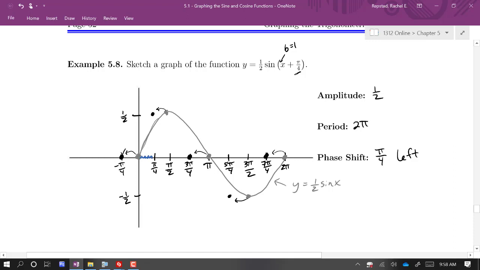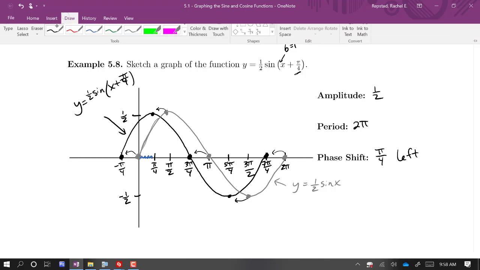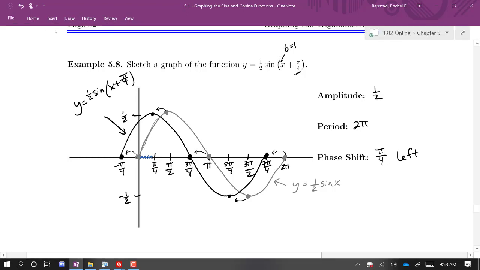And now I'm going to sketch this curve. And this is the graph we want. This is 1/2 sine of x plus pi over 4. Okay, let's try another one.